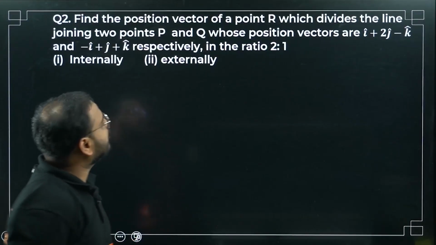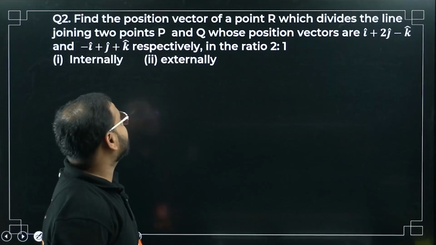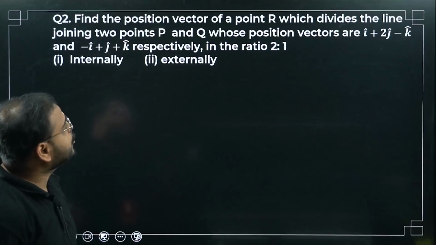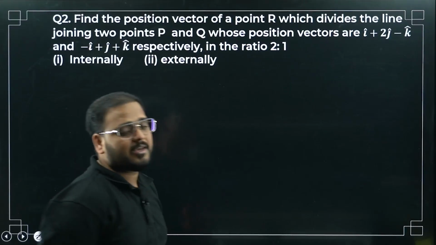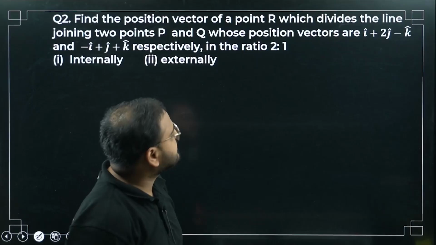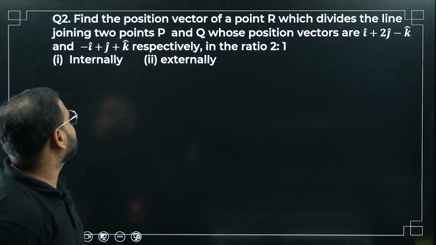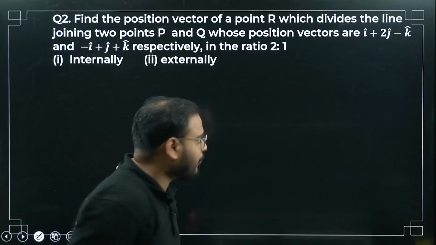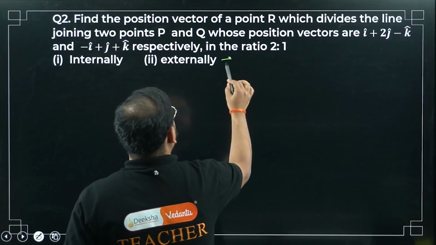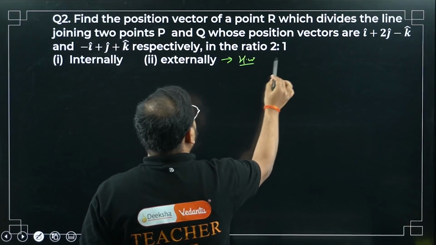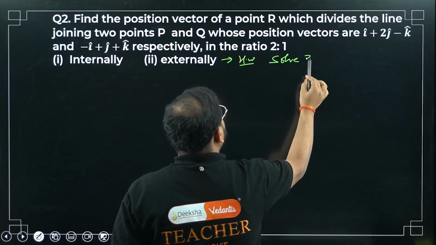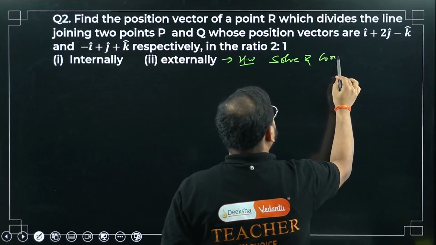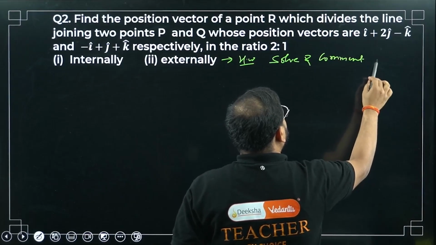Find the position vector of a point R which divides the line joining the 2 points P and Q, whose position vectors are i cap plus 2j minus k cap and minus i plus j plus k cap respectively, in the ratio 2:1. Section formula. Okay. First of all, this is your homework. Please solve and comment your answer.